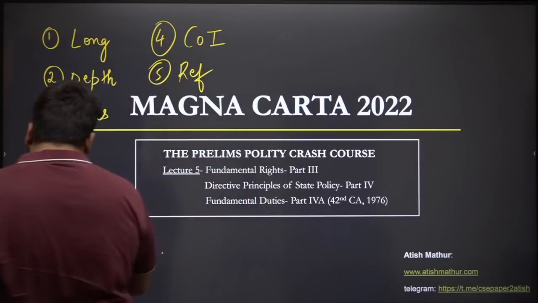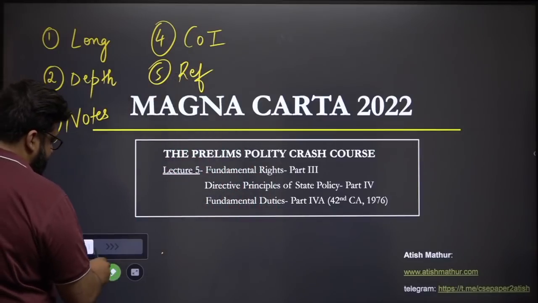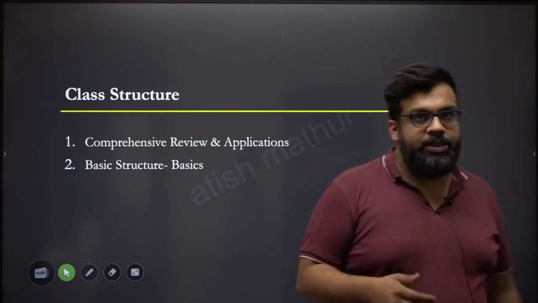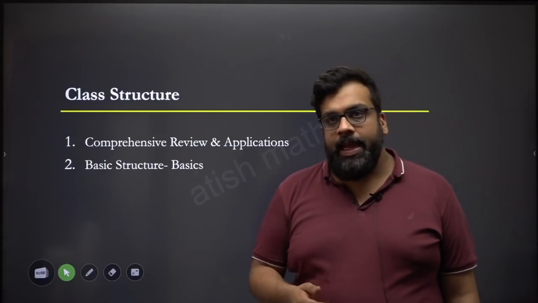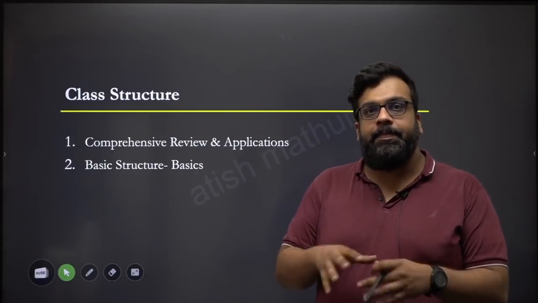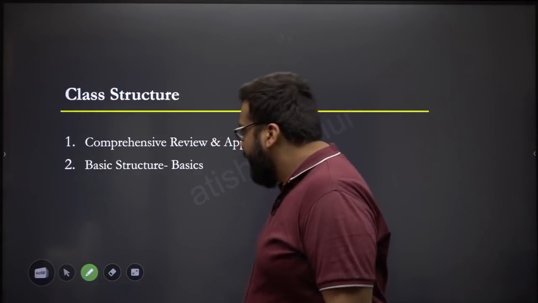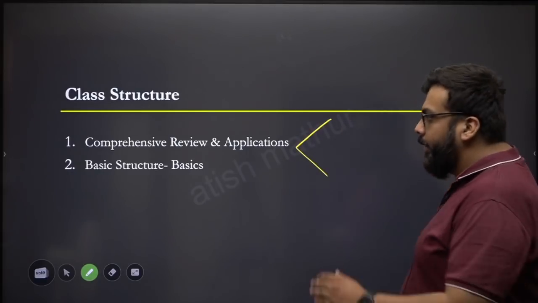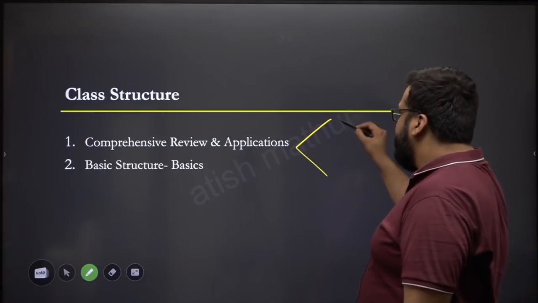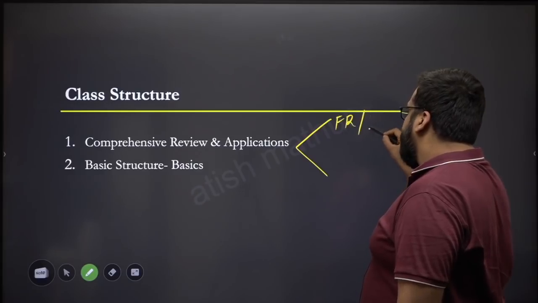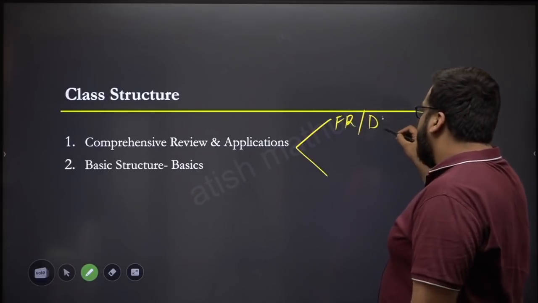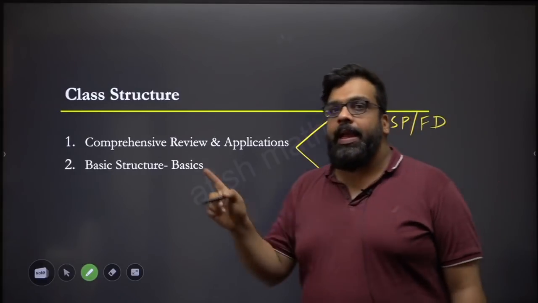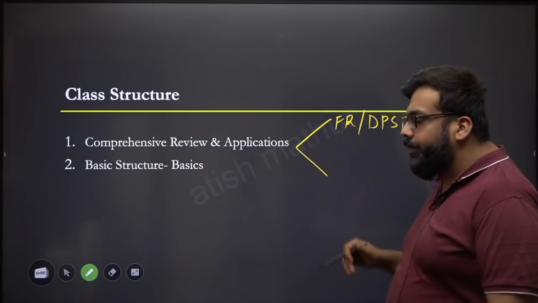Now, we're going to be covering dominantly 2 things as far as these 3 topics are concerned. We are going to be looking at a comprehensive review and the applications of rights, directive principles and duties. And then of course we'll spend some time on the basics of the basic structure. Now, when we do the comprehensive review and applications, we're going to do it in 2 stages. First, we're going to do a cross-topic comparison, which means we'll pick up the basic features, characteristics and key pointers of the directive principles, duties and rights together, and we'll understand how they fare in comparison to each other, because questions are often asked from here.